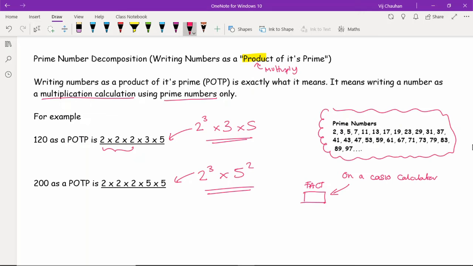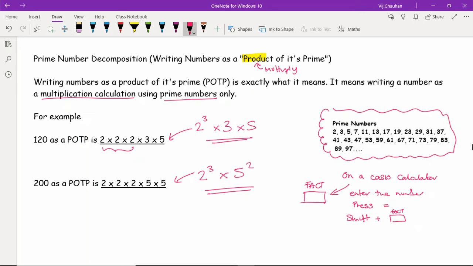So the first thing you want to do is enter the number, press equals, and then press shift and then this fact button. And what that will do is convert it into a POTP.